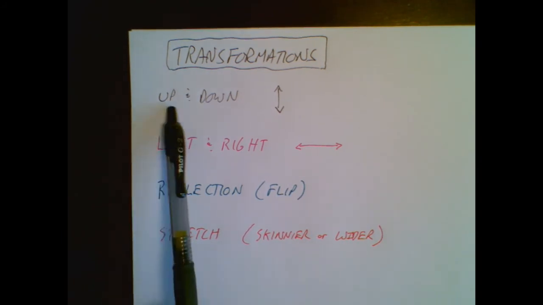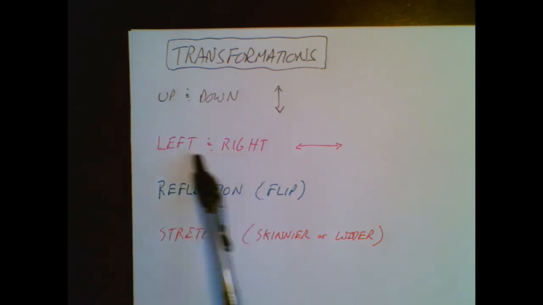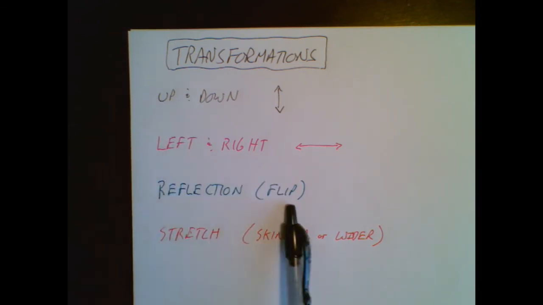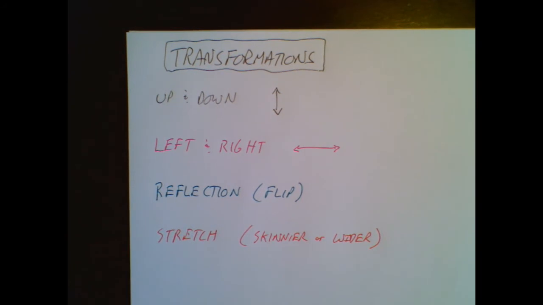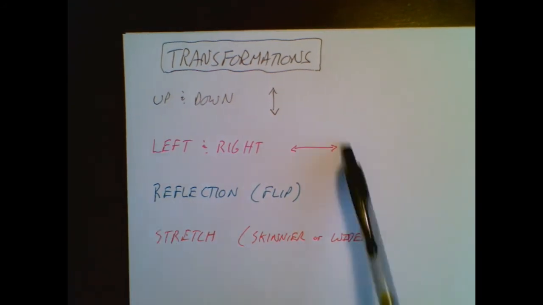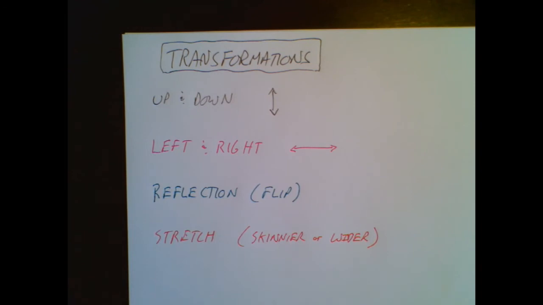if the graph has been moved up or down, left or right, if it has been flipped or reflected about the x-axis, or if it has been stretched to make it either a little bit skinnier or a little bit wider, or a combination of all of these things. I'll display this at the end, and you should have an idea of exactly what to look for to spot those things in the equation.